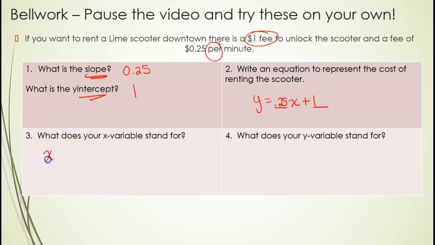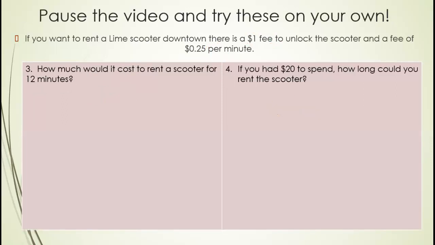We want to think about what our x variable stands for. Remember, it was 25 cents per what? Well, it was 25 cents per minute, so x is our number of minutes that we're going to rent the scooter. Remember, we said last time our y was usually a total. We're adding up money. This is dollars plus dollars. This is our total cost for the scooter.